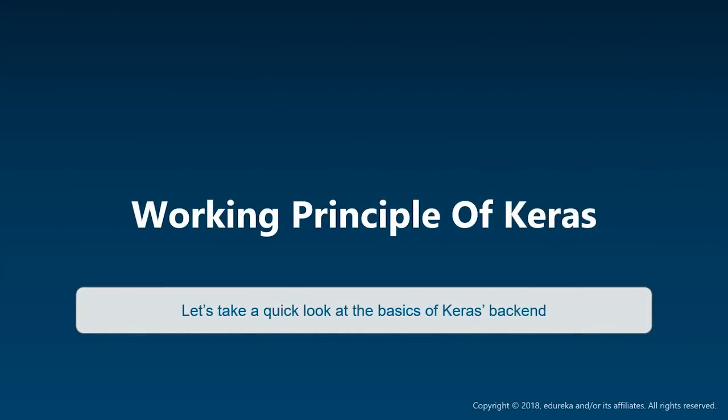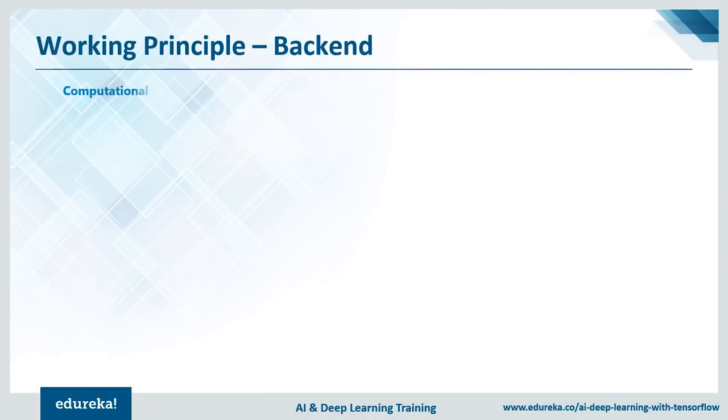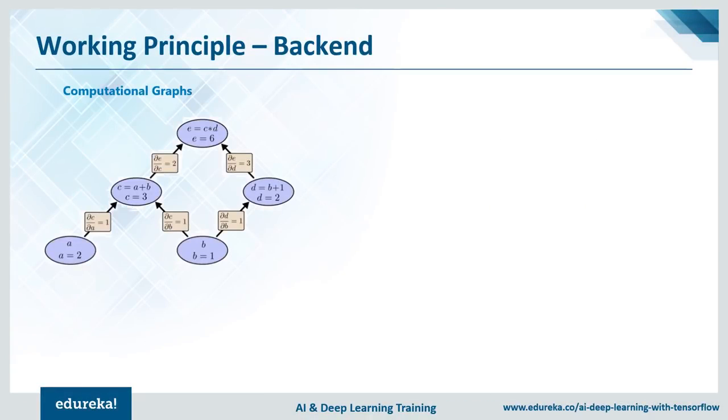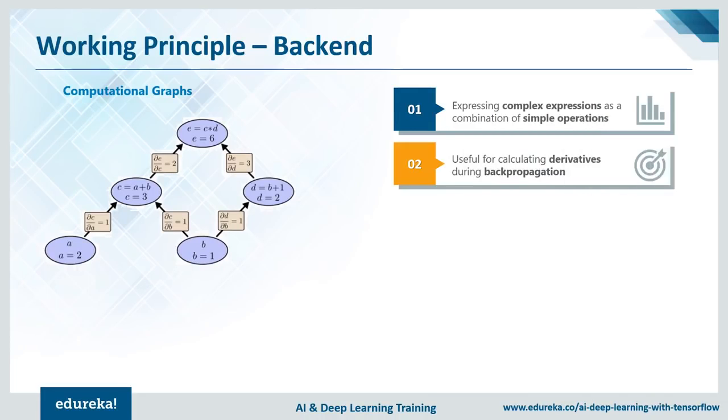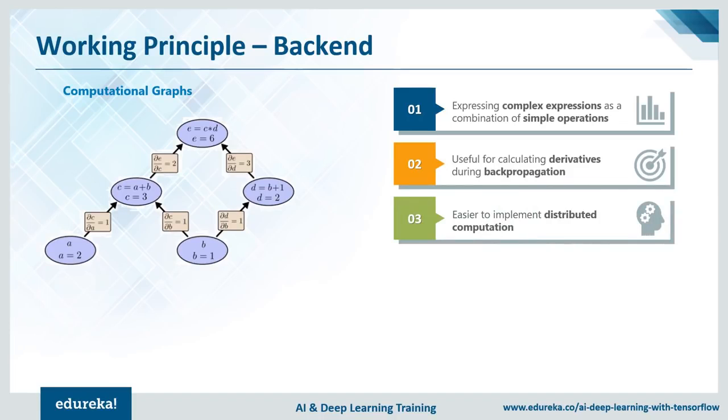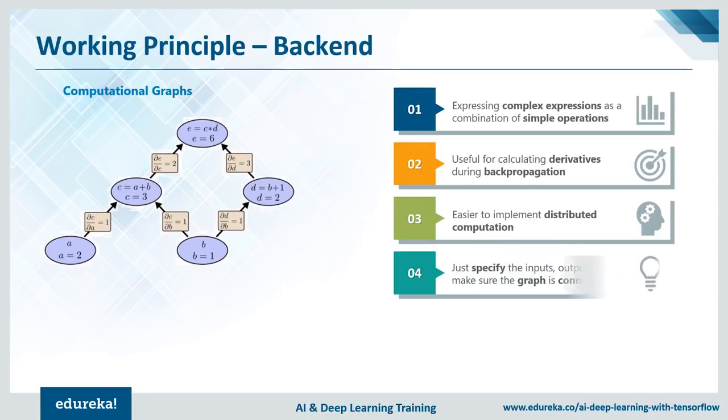So let's check out a computation graph. Here is an example for you guys. Just before decoding and working our way through the graph, let's look at the features. So guys, do note that computational graphs are used for expressing complex expressions as a combination of simple operations for Keras to work with. It is mainly useful for calculating the derivatives during the phase of backpropagation, and hence it makes it easier to implement distributed computing on the whole. So all it takes is to specify the inputs, outputs, and to make sure that the graph is connected throughout. I hope you guys know what a connected graph is.